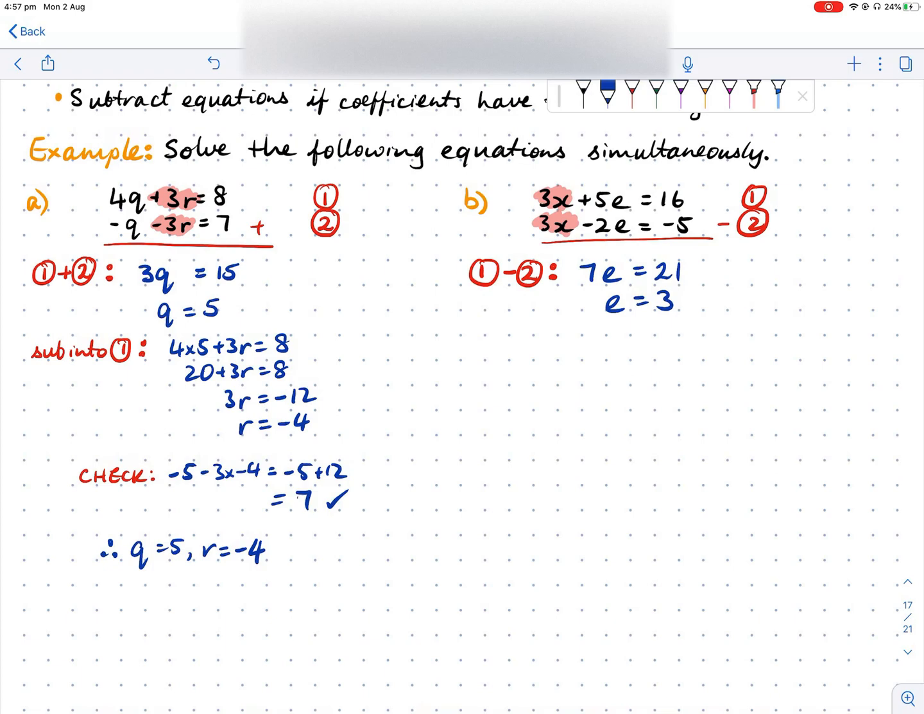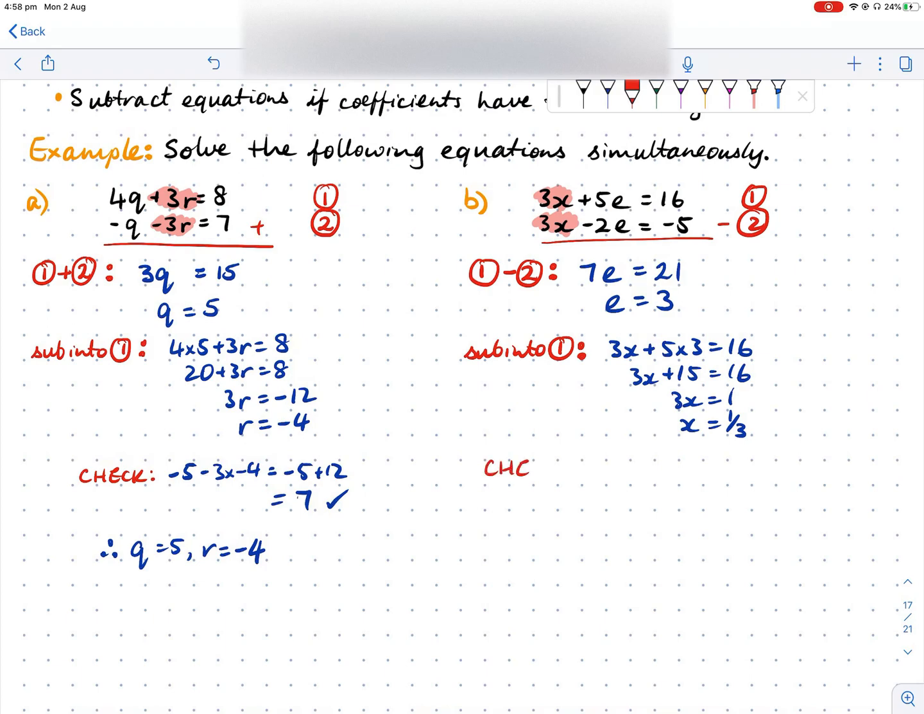Now from there, again, we can substitute into either of those equations. For this one, it doesn't really matter which one you choose. I might just put it into equation 1 again. Sub into equation 1. So we've got 3x plus 5 times 3 equals 16. 3x plus 15 equals 16. 3x equals 1, so x is equal to 1/3. So that's our solution there.